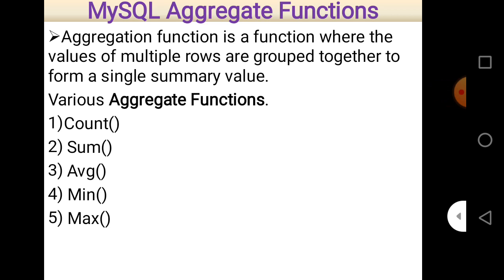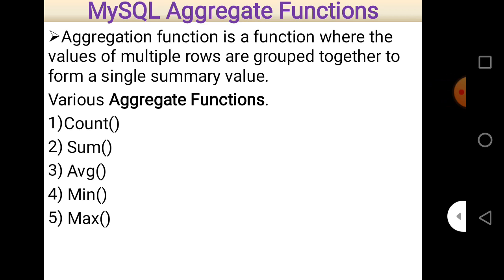So we already discussed the count function in our previous lecture, and in this lecture we are going to discuss the sum function. First of all, what is an aggregate function? An aggregate function is a function where the values of multiple rows are grouped together to form a single summary value. That's why they are called aggregate, because they aggregate or sum all the values into a single one.